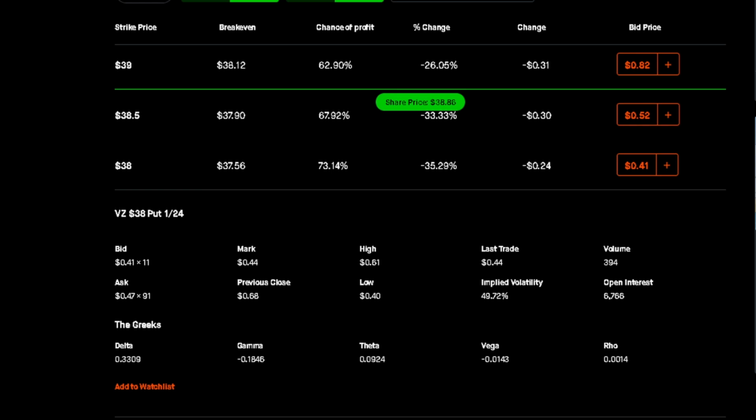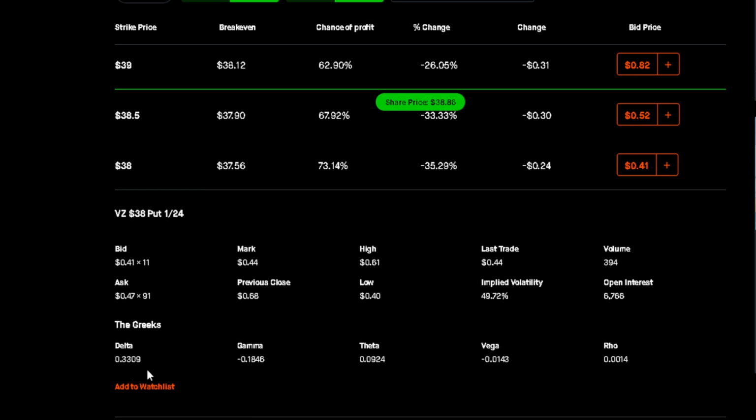That means $1 up, $1 down. A high delta means that the option price will be more sensitive to change in the stock price. As an example, if I were to sell this option, that means that if the stock price went up or down $1, the premium would go up or down by 33 cents.